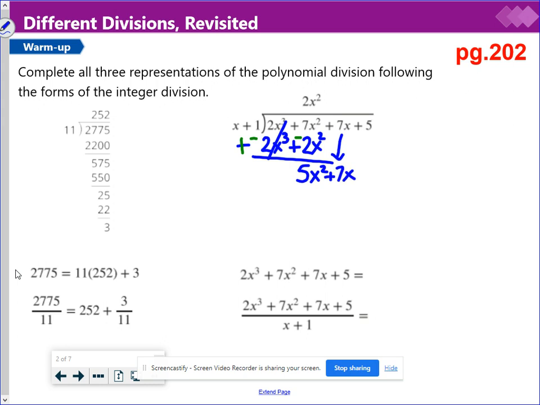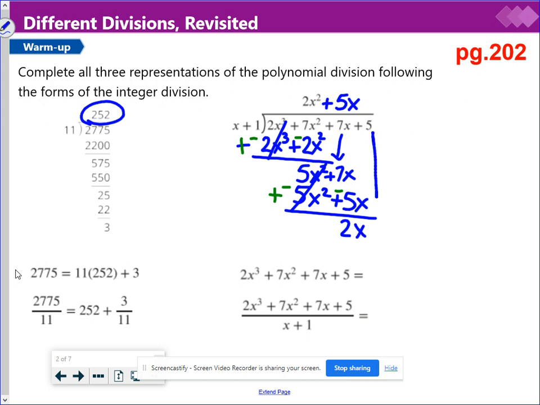7x. And then I would ask, what do I have to multiply the x times to get to 5x squared? That would be 5x, which makes sense. Remember, we're going to get 252. So we've got our 2x squared and our 5x. So when I multiply 5x times x plus 1, I'll get 5x squared, and 5x times 1 is 5x. And then we'll do our subtracting, but we'll really add the opposite. This cancels. 7x and negative 5x is 2x. And we'll bring down our 5.